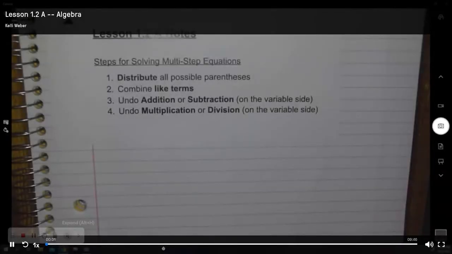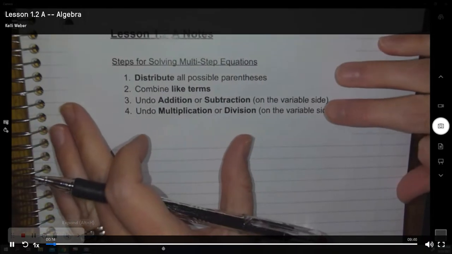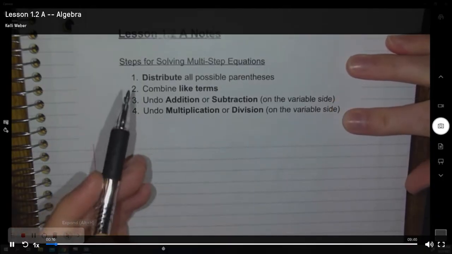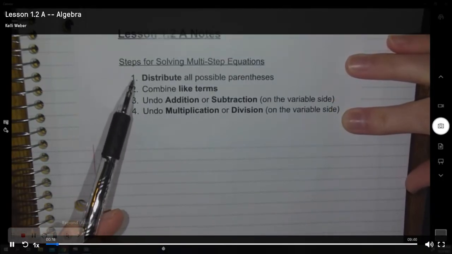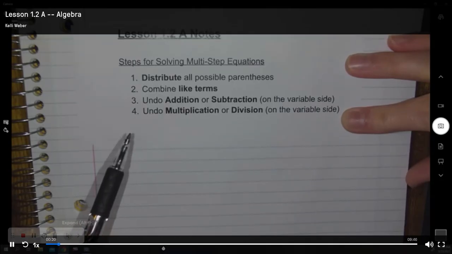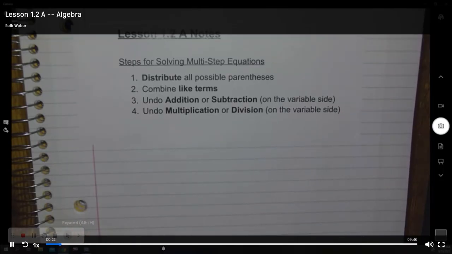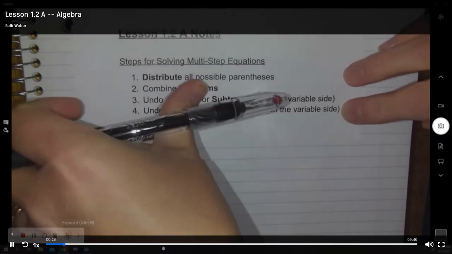This is lesson 1.2a. In this lesson, we're going to continue solving equations, but now we're going to move on to solving multi-step equations. As we're solving multi-step equations, there's a general list of steps as you go through them. And if you get to that step and that doesn't appear in the equation that you're solving, then you skip to the next one. So let's take a look at example 1.